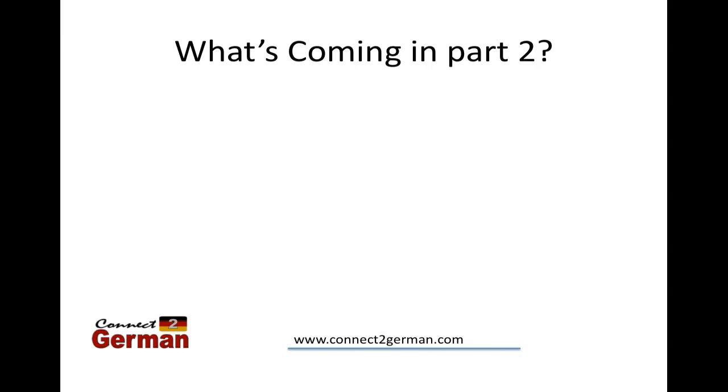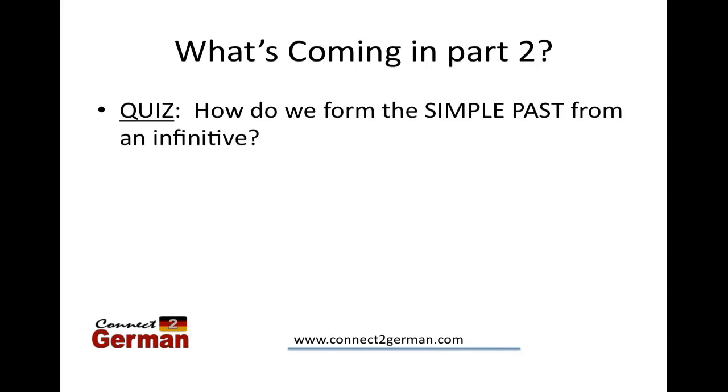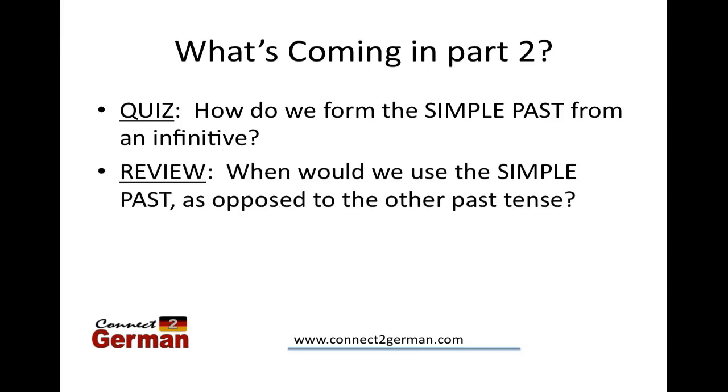What is coming up in part 2? At the very beginning, we're going to go through a quiz. How do we form the simple past? If you're unclear about that, you can always go back to this video and review beforehand. Number 2, we're going to review when we would use the simple past, as opposed to the other past tense that I talked about at the beginning. And finally, we do have an exception to this rule. I will discuss that next time. It's not necessarily a case of right or wrong. It's really just an exception in the way the language is used.